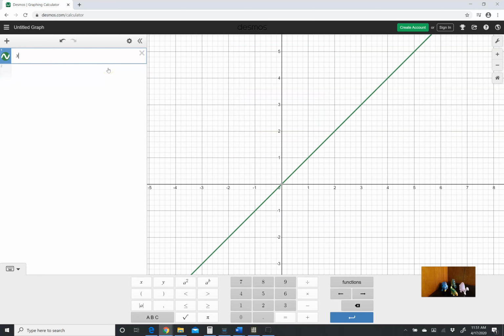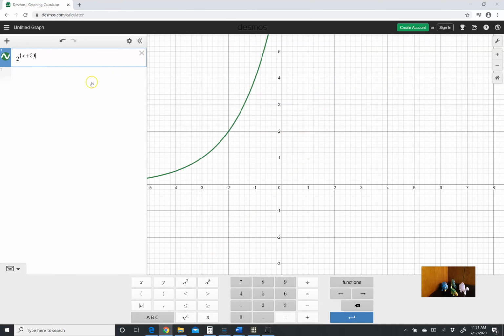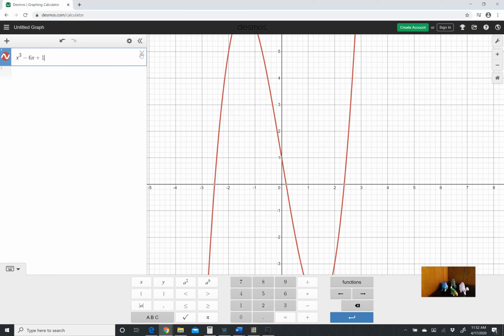Let's take that 2 to the x plus 3. So if we have 2 to the x plus 3, and we reflect it, this is what it looks like as a reflection in the origin. You can see here, these are points that are reflections of each other. Let's take the x cubed minus 6x plus 1, just so that you see lots of different functions. And you can always do this yourself, because you have access to Desmos. I think they even have an app if you're just using your phone.